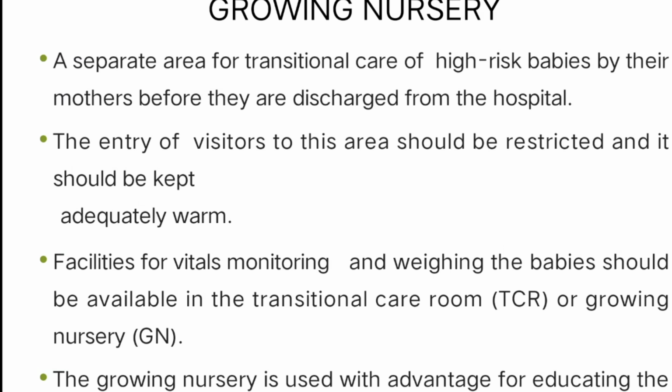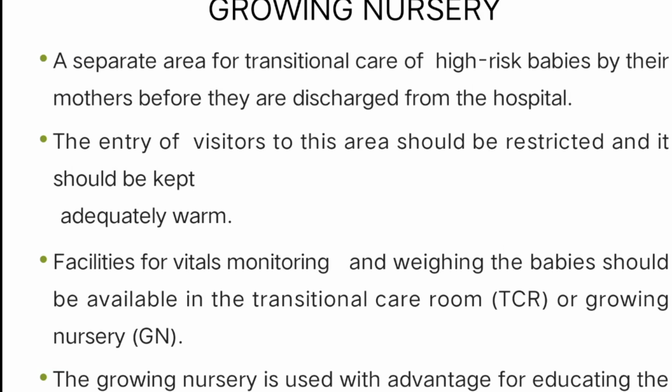Next is the growing nursery. There should be separate transitional care, which is required for the high risk babies. Before the mothers are discharged from the hospital, there should be a separate area for that. The entry of visitors to that transitional area should be restricted, and facilities for vitals monitoring and weighing the babies should be available in this transitional care room. The growing nursery is used with advantage for educating the caregivers.